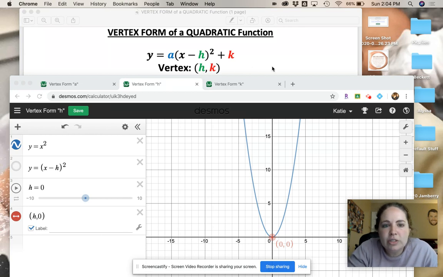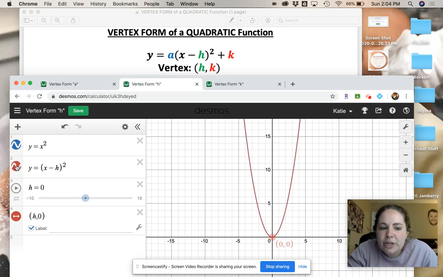Okay, so if you look down here on your graph, you'll notice that the blue graph is still there, just like on the last one. That's your parent function. The vertex is right here at 0, 0. Nothing's changed. We're not looking at a special parabola. That's just our basic function. Okay, so now let's talk about what happens with h.